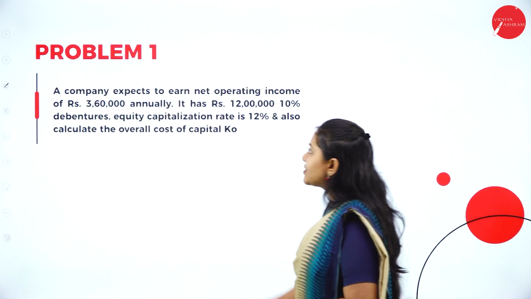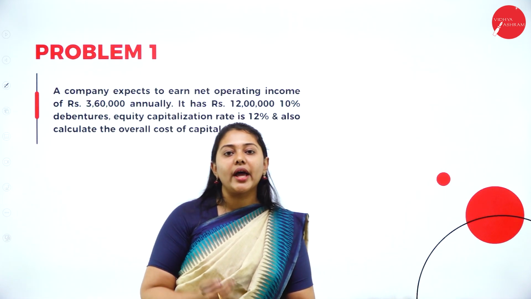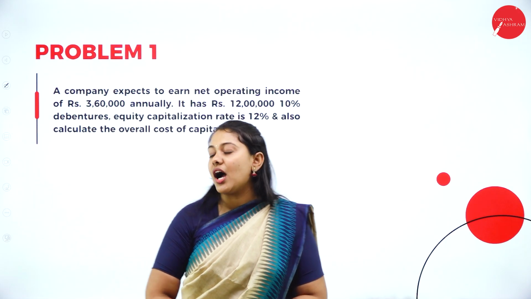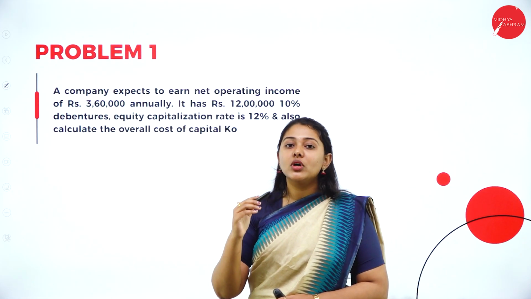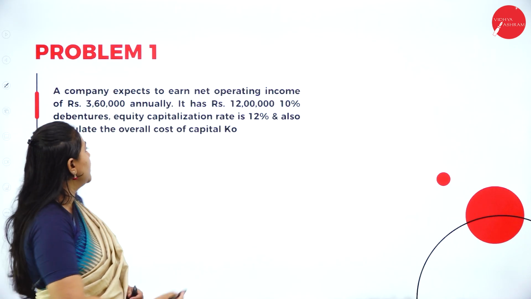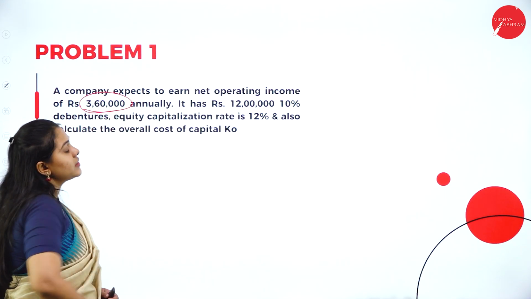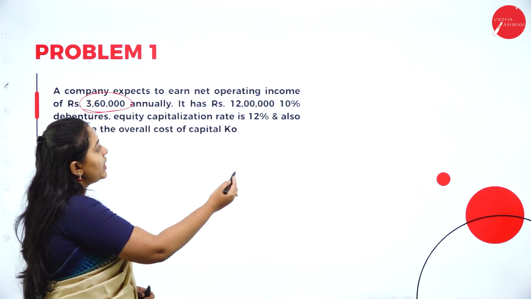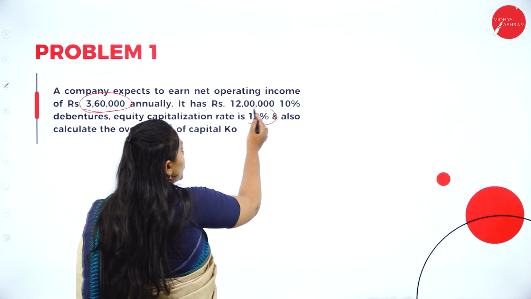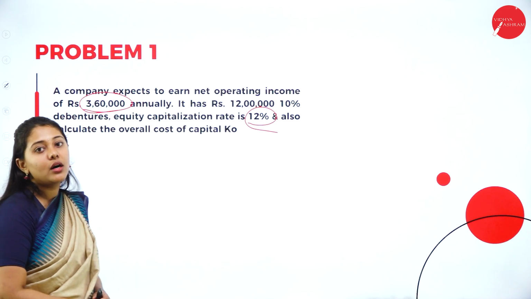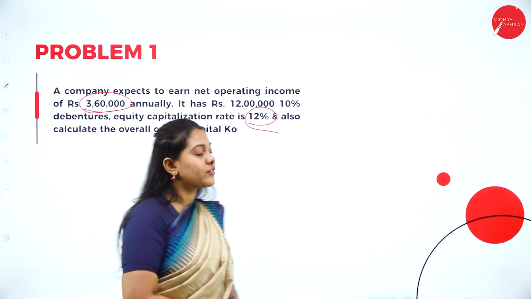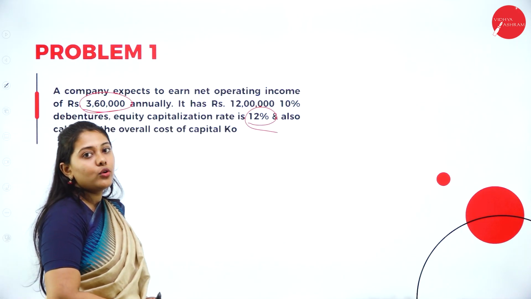Moving forward, let's take up problem number 1 and understand how the net income approach problem can be calculated using the formulas. A company expects to earn net operating income of 3,60,000 annually. It has rupees 12 lakh, 10% debentures, and the equity capitalization rate is 12%. They've asked you to calculate the overall cost of capital as well as the value of the firm.